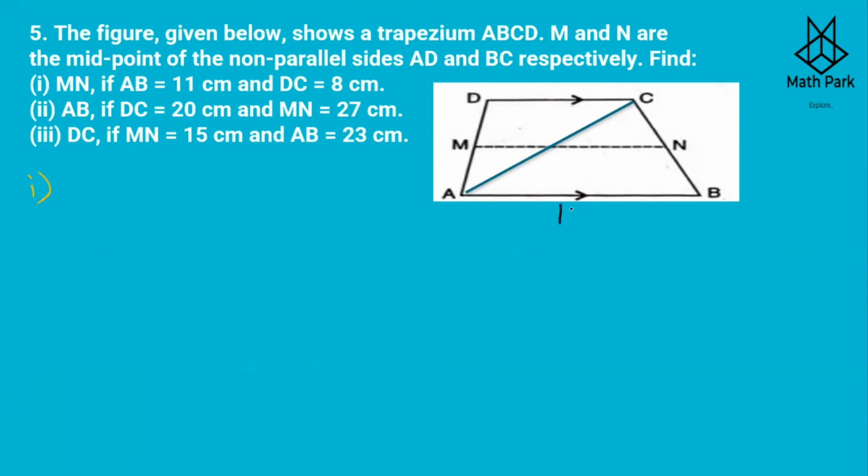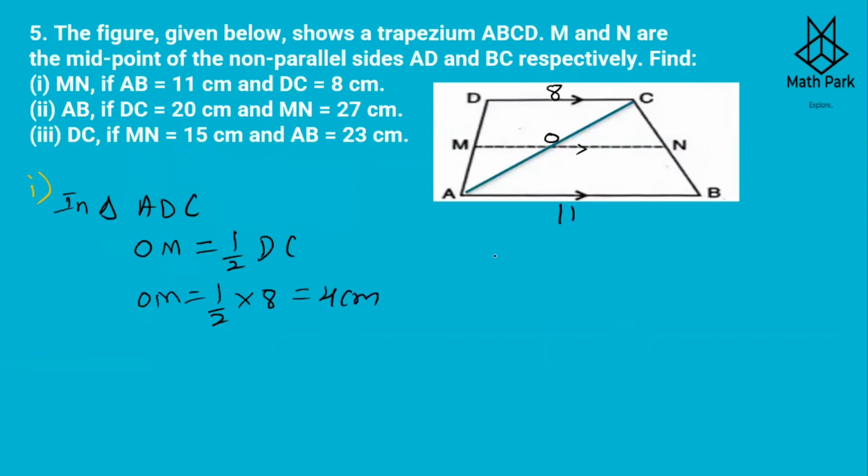AB is given as 11 centimeter and DC is given as 8 centimeter. We know that M is the midpoint and we know that these three lines are parallel to each other. So by converse of midpoint theorem, let us write here O. So you have OM. In triangle ADC, we have OM by midpoint theorem is equal to half of DC. So you get OM is equal to half of DC, which is given as 8. This is equal to 4 centimeter.